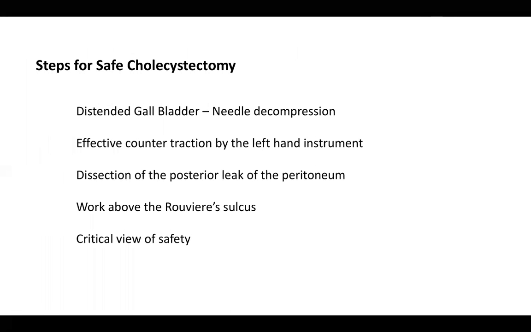I just mentioned a few slides on this because I thought it is important for the postgraduates and it is a potential exam question. Steps for a safe cholecystectomy. If you find a distended gallbladder, decompress the gallbladder using a needle, a spinal needle, 18 gauge or more, that is a pink needle. Effective countertraction by the left hand instrument.